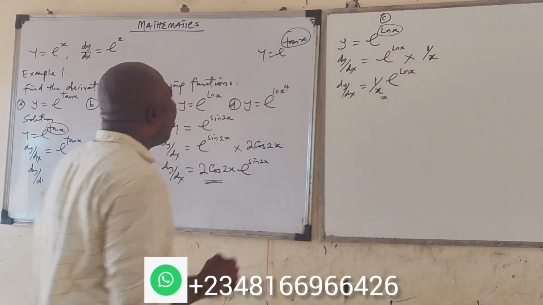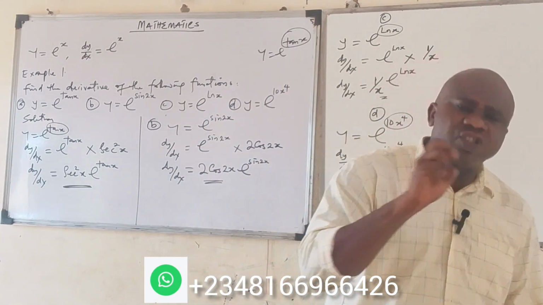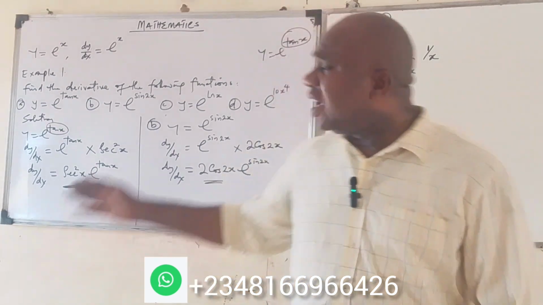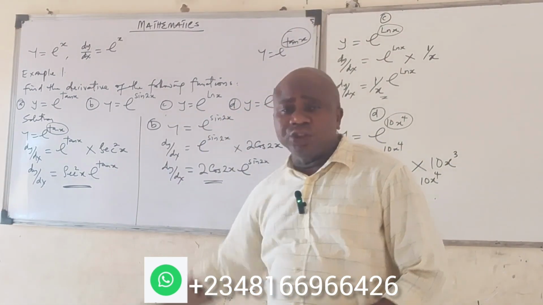That's dy/dx. So this is actually a very short, fast method of finding the derivative of functions of Euler functions.